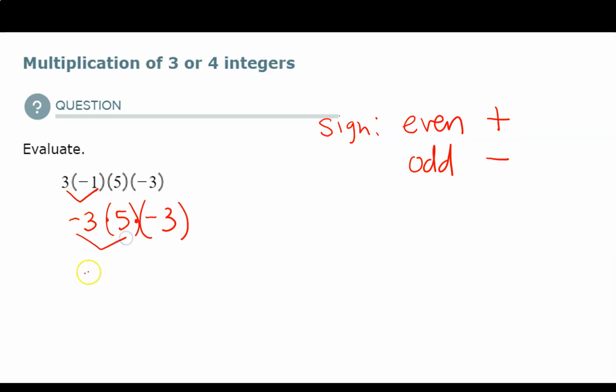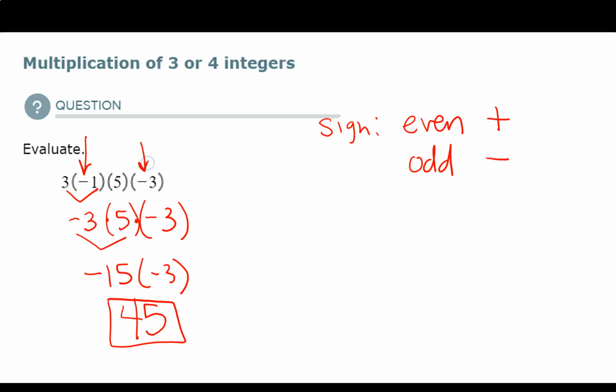Negative 3 times 5 is negative 15. If I take negative 15 times negative 3, I get positive 45. So my answer is positive. I had two negative numbers in here, and since 2 is an even number, meaning an even number of negatives, I have a positive answer.